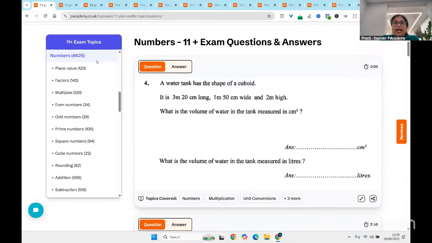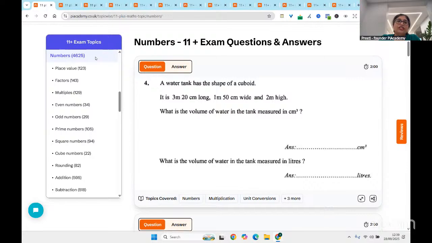You cannot miss the 11 plus exam if you practice all these sort of questions, and that's why very confidently and very proudly I would like to mention that we have a success rate of 95%, because you literally can't go wrong if you practice all these things.